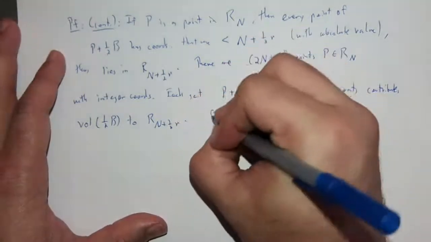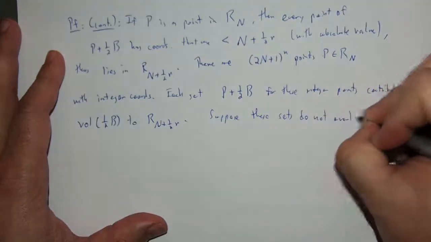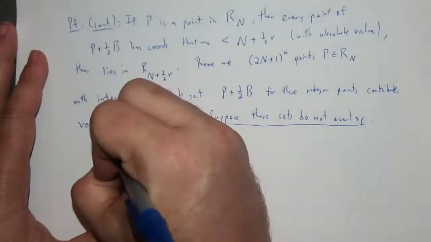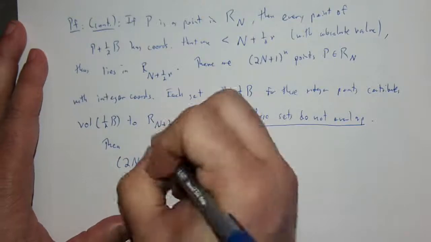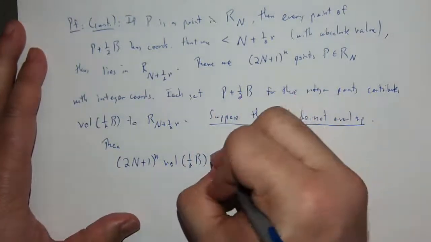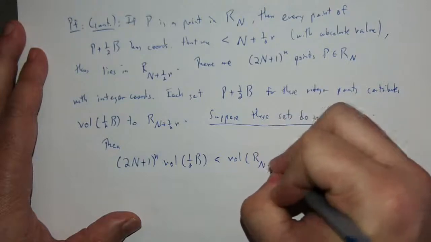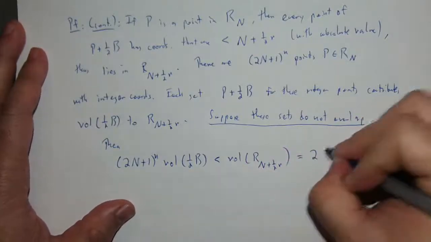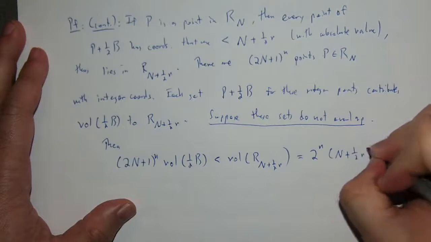So suppose these sets do not overlap. Then (2N+1) to the little n times the volume of 1/2 B is strictly less than the volume of R sub N plus 1/2 r. But this volume is 2 to the little n times (N plus 1/2 r) to the n.